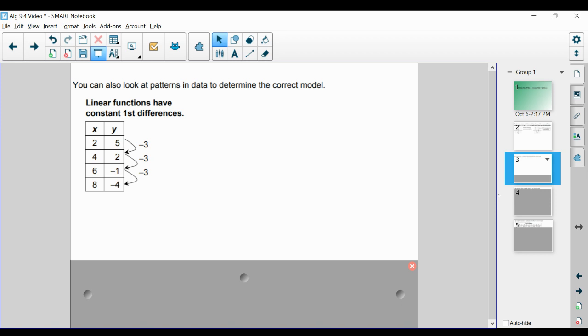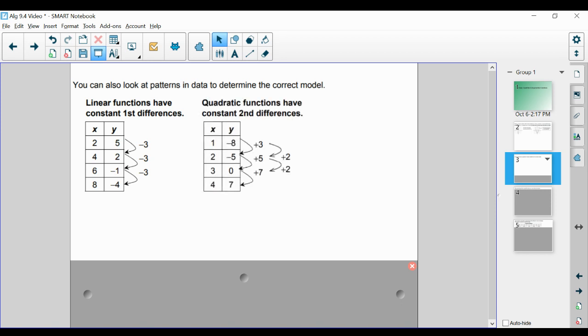Let's review a quadratic function. Quadratic functions have a constant second difference. As we look at our table, we have some increases in our y values that aren't constant, but then the differences of those are constant. In the first case, we increase by 3, then by 5, then by 7. Those are not constant, but the differences of them are. So 3 to 5 is +2, 5 to 7 is +2. So that's a review on our quadratic functions.